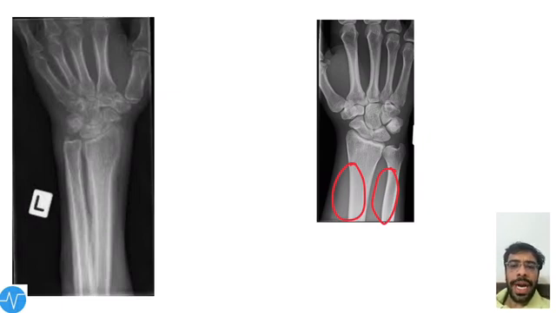Therefore, when you look at the wrist X-ray, you shouldn't focus only on the carpal bones. You should look below it to see for periosteitis. If periosteitis is seen, then HPOA, hypertrophic osteoarthropathy, should be considered.